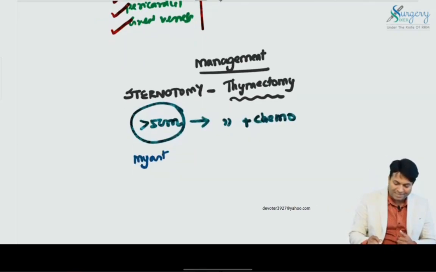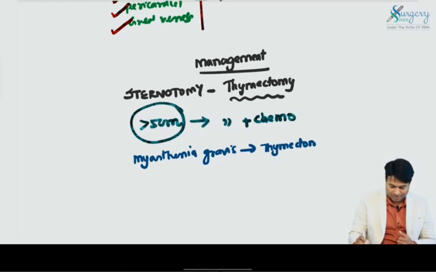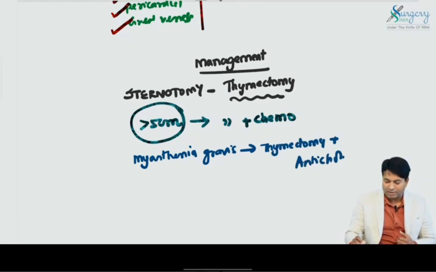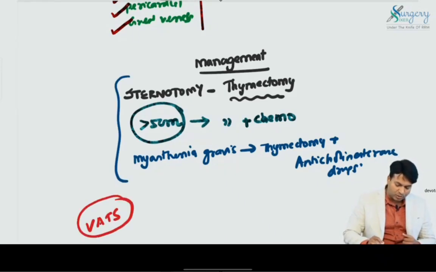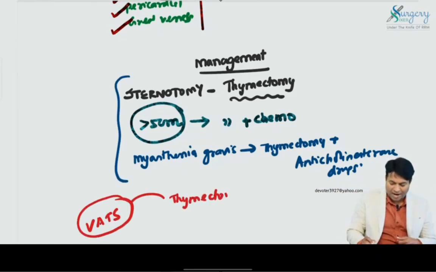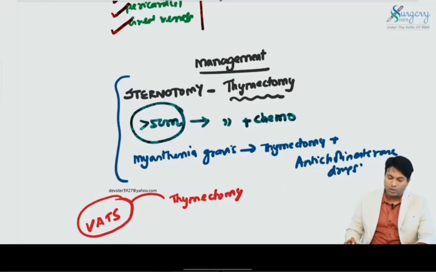For patients who have myasthenia gravis, along with thymectomy, we also have to give anticholinesterase drugs. Nowadays, instead of doing a sternotomy and thymectomy, this can be done with the help of video-assisted thoracoscopic surgery. So VATS thymectomy is done nowadays. Instead of opening the sternum and going inside, a VATS thymectomy can be done.